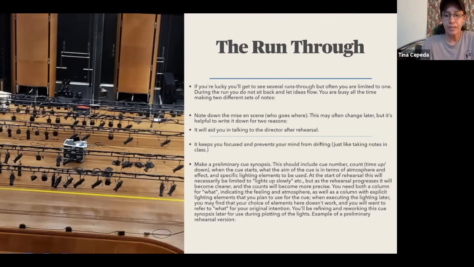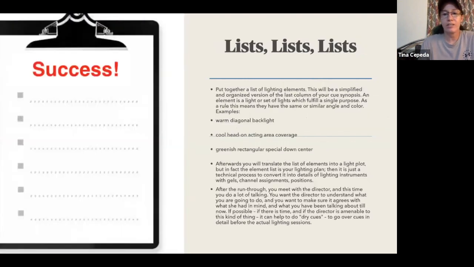And then once you get to your programming and hang and focus, it's all done in 2 days. So, lists. That's going back to note taking. You have to be able to have a list of your lighting elements. Obviously your pars, your lekos, your Fresnels. How many do you have of each? What colors are you going to use for each scene?